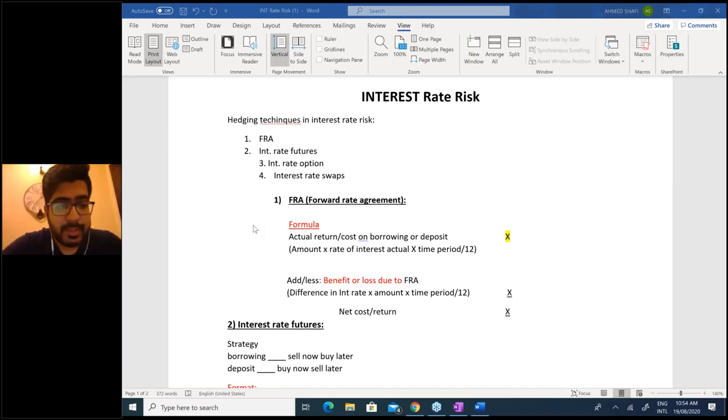Then benefit or loss due to FRA. You need to judge by taking the difference in interest rates into amount into time period over 12. It's a benefit or a loss. But whether to add it or deduct it depends completely on the scenario. Let's suppose you got a deposit case. So what did you write above?